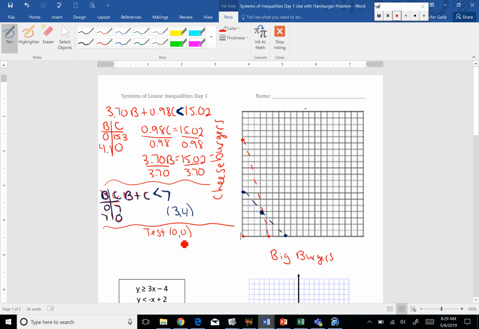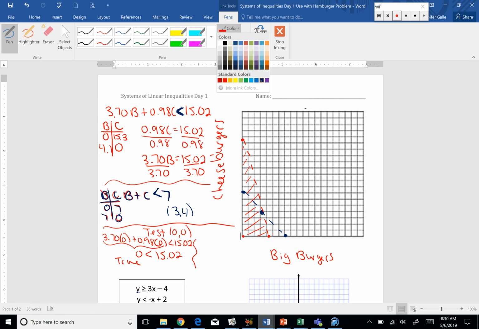I'm going to test it in my first one that I have graphed in red. If I put a 0 in for both my variables, what's this entire left side going to equal? A 0. Is 0 less than 15.02? Yes, that's true. So where do I shade? The bottom side, where 0, 0 is. And keep your shading nice and light, or draw lines like I did. Don't shade super dark, because we have to shade our second one yet, too.